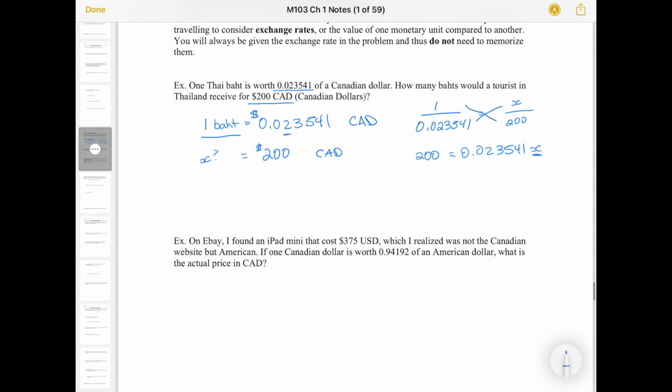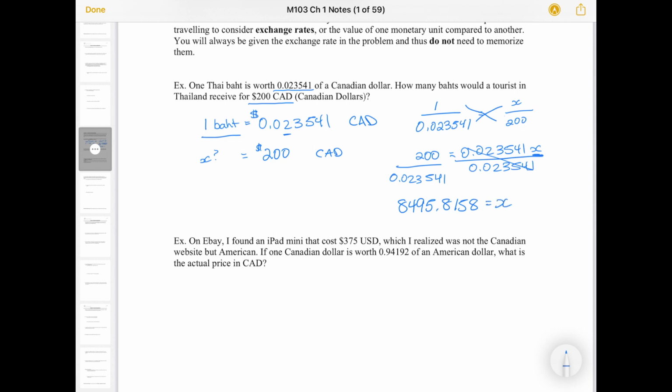And I need x by itself, so I need to divide by this big long decimal. And what I do on one side, I have to do to the other. That cancels out. We pull up our calculator because I really don't expect you to be able to do this in your head. 200 divided by 0.023541. We're getting 8495.8158. That's good enough, is my x.